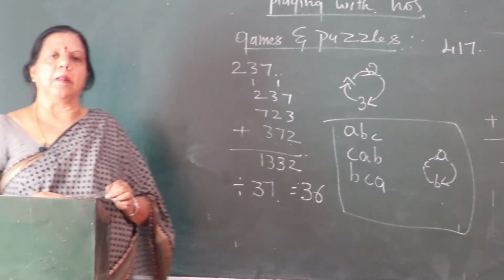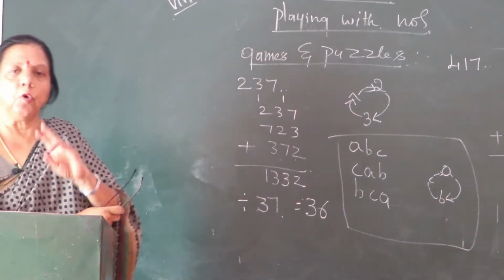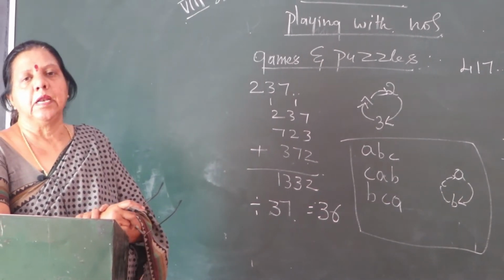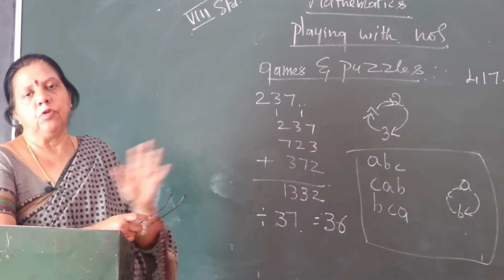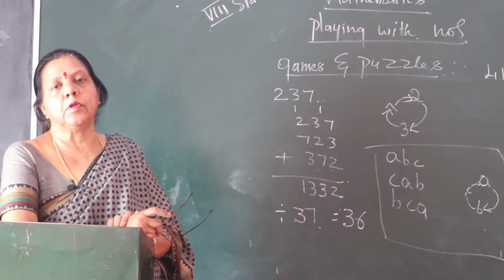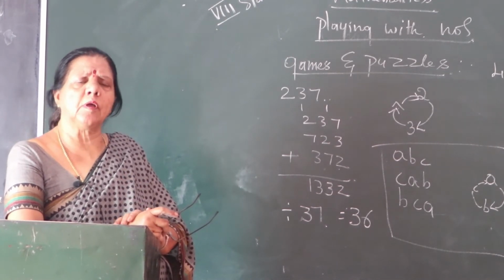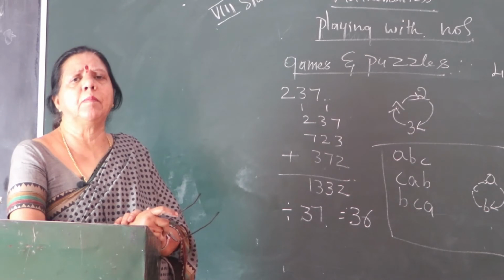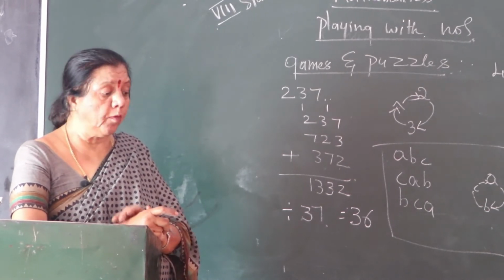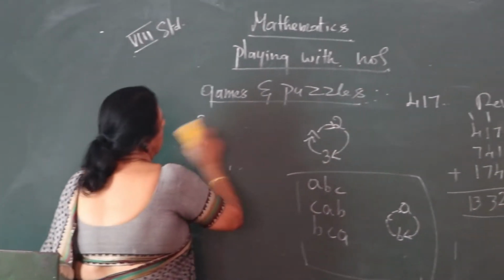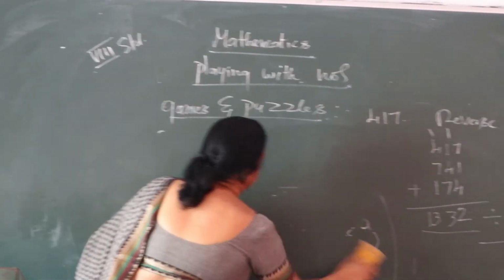Under three numbers, A, B, C, three numbers like this cycle means you can solve the problems. But it's very simple. So go through the textbook, who still comes, they have given them. Try your level best to understand. And one more puzzle, very, very interesting, I will teach you, that is given in your textbook.